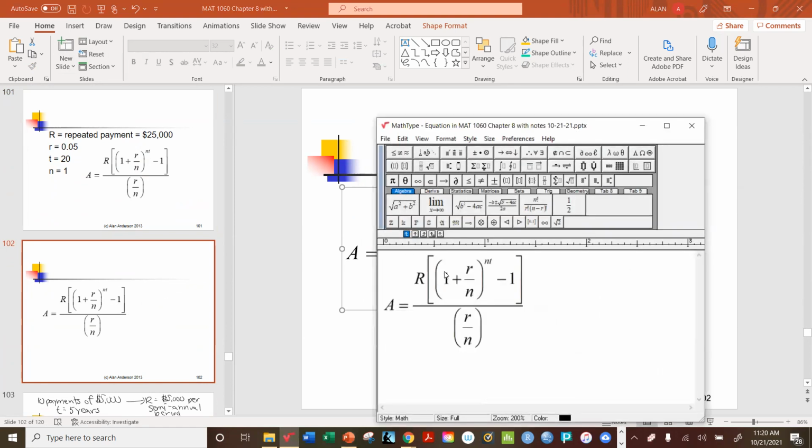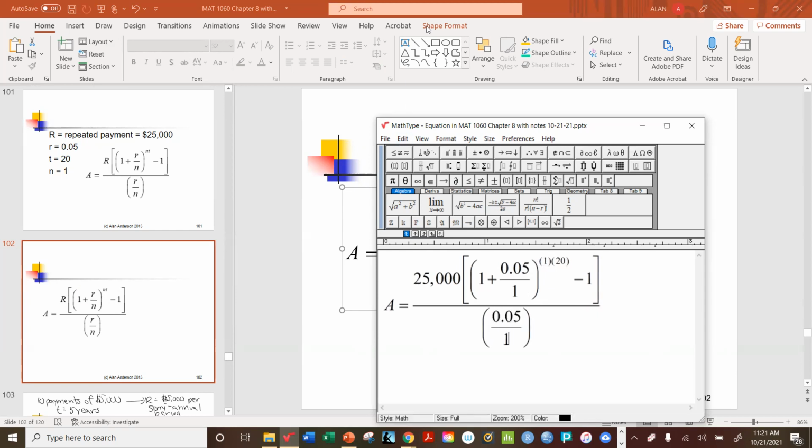Give this thing a minute to wake up. All right, here we go. So the repeated payment is 25,000. This is 0.05. This is 1. This is 1 times 20. And then down here, we have 0.05 over 1.